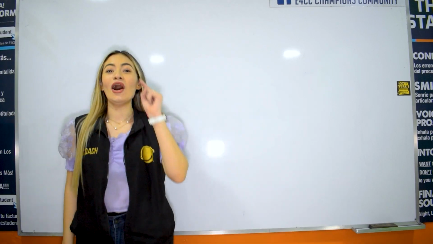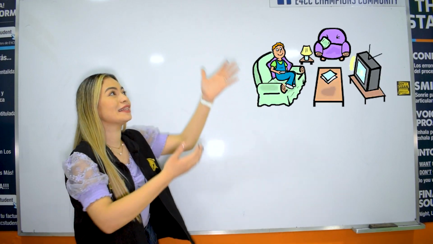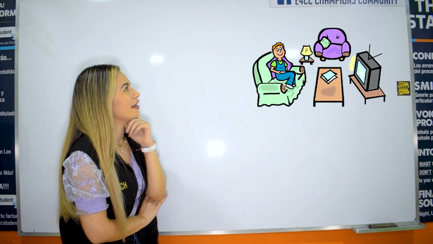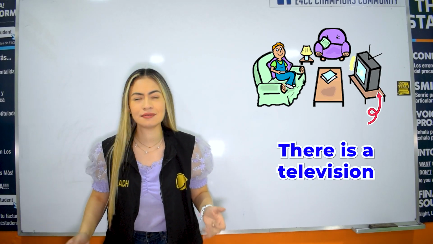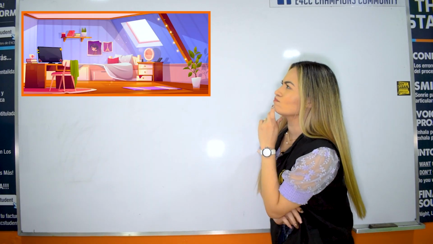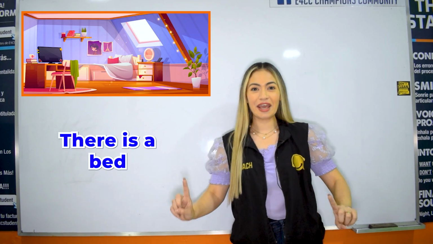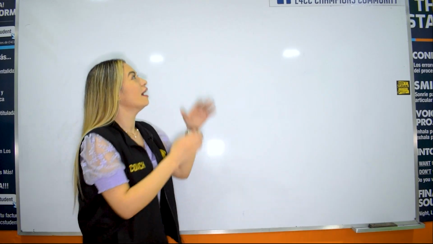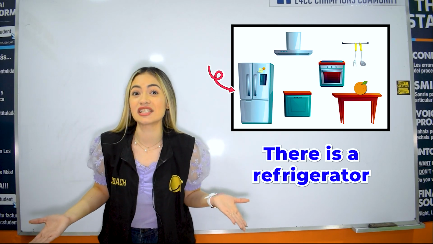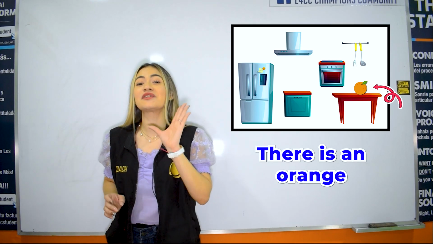Super simple. Ok, estamos listos para describir lo que hay en tu hogar. Ejemplo, in the living room, en la sala. In the living room. ¿Qué hay? Ok, there is a television. There is a table. ¿Qué hay en el dormitorio? Let's see. There is a computer. There is a bed. In the kitchen, ¿qué hay? There is a refrigerator. There is an orange. And that's it. Super, super easy.